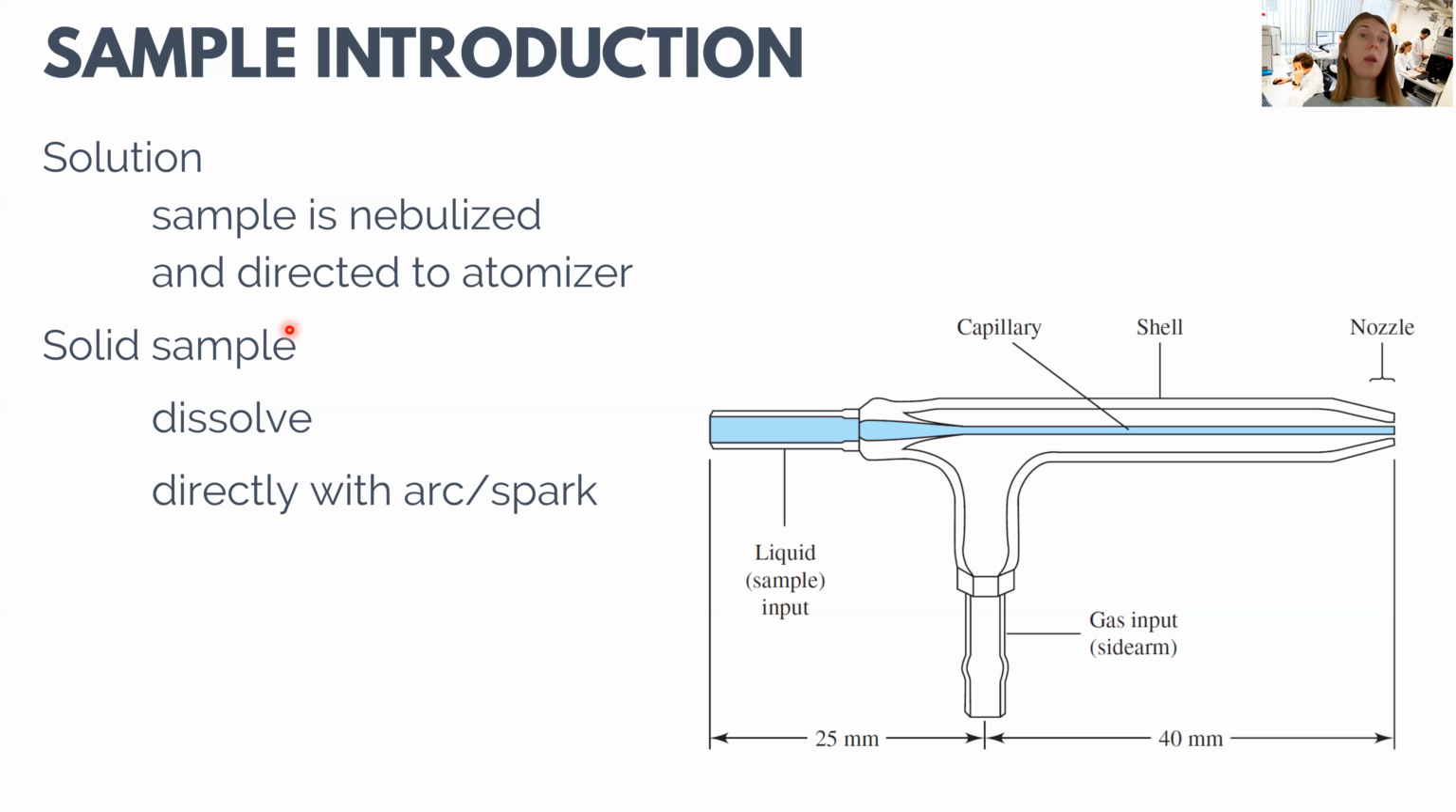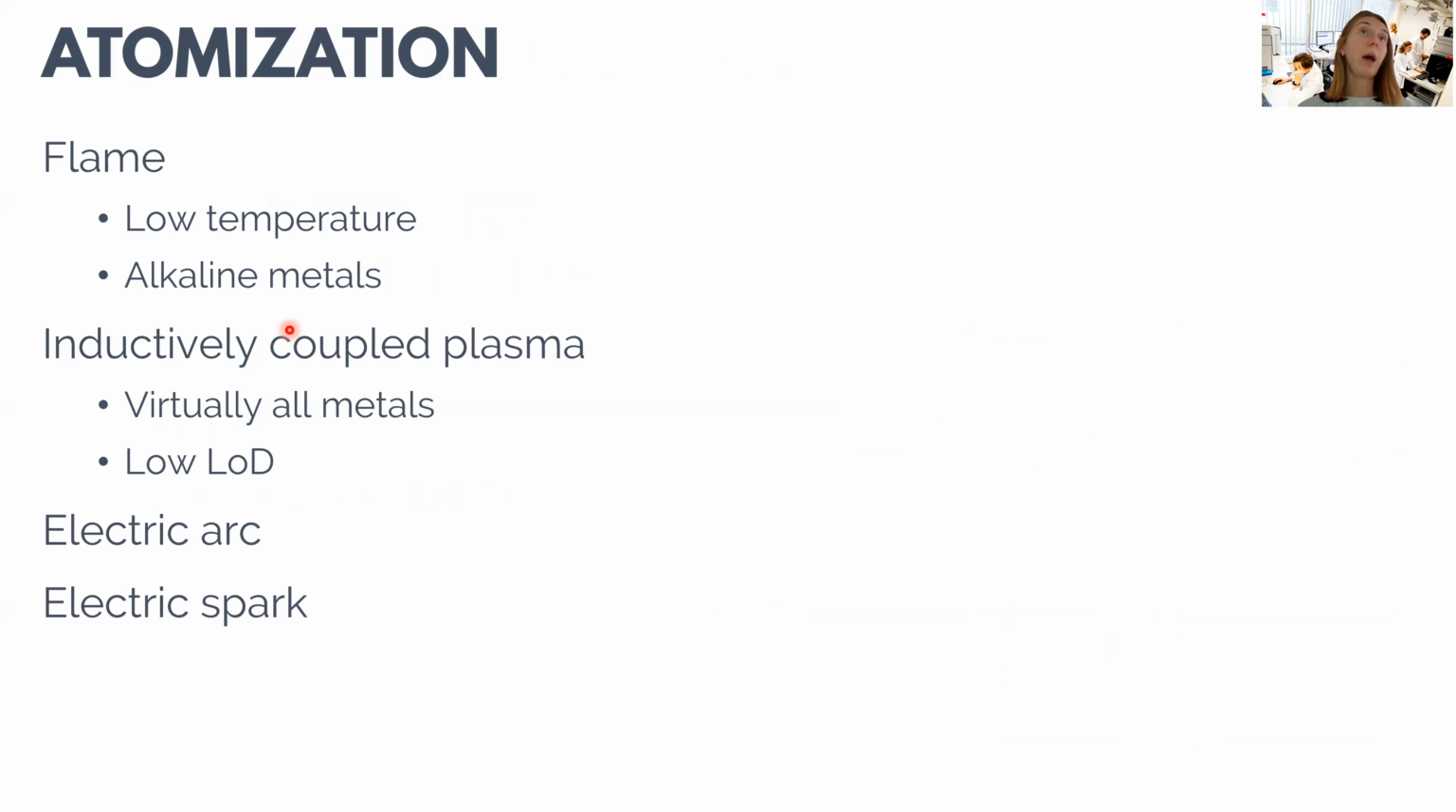After the sample has been sprayed into a fine aerosol, we can direct this aerosol into the atomizer. Atomization can be brought about either by a flame, which is most common, or by inductively coupled plasma, which has several advantages for metals that are not so easy to excite, such as heavier metals. Atomization can also be done by electric arc or spark, but, as said before, they are not so common anymore due to the lack of quantitative information from these atomization sources.